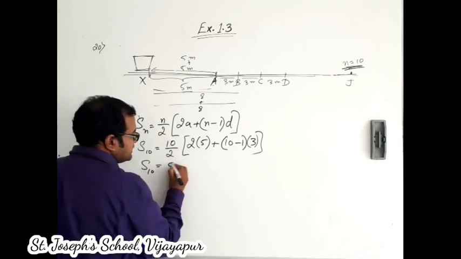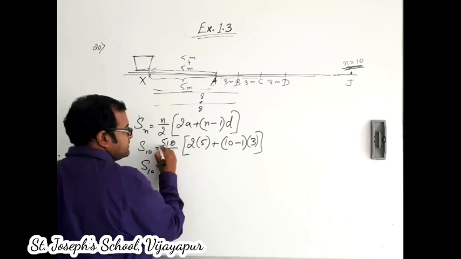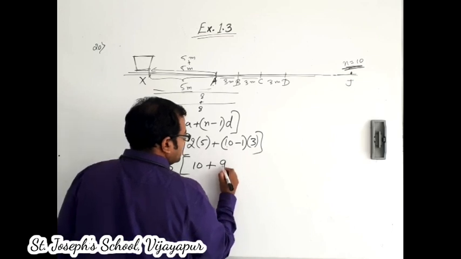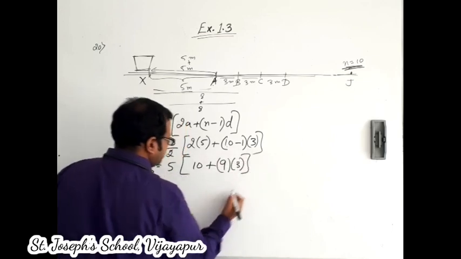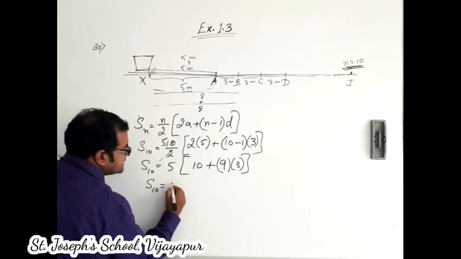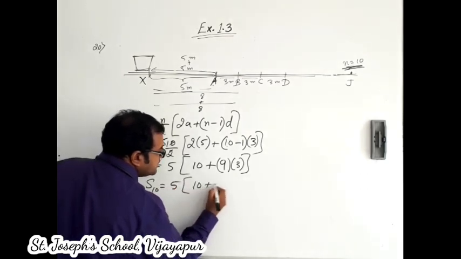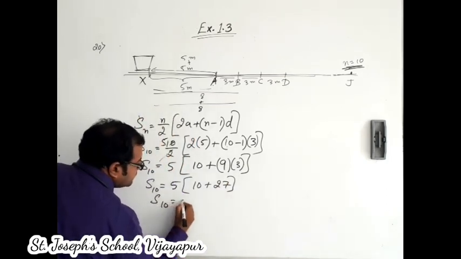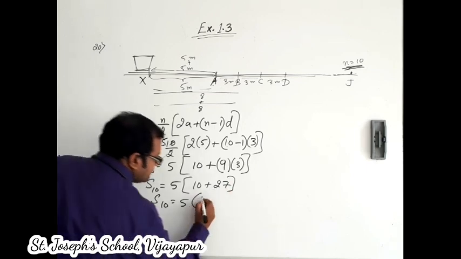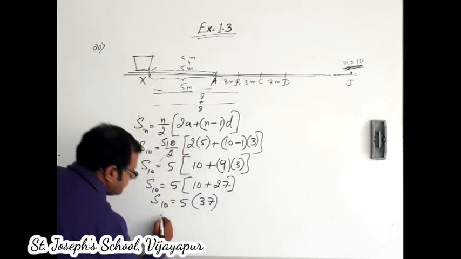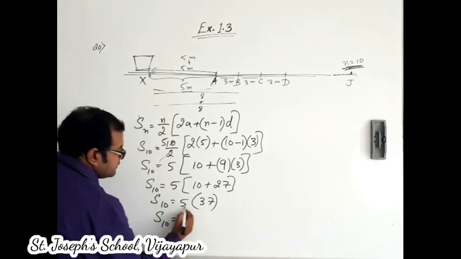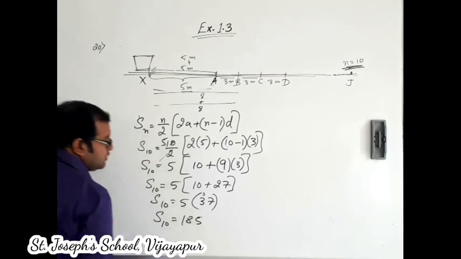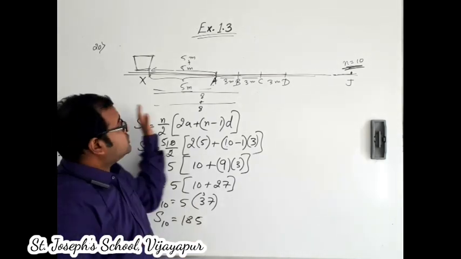Therefore, 10 by 2 is nothing but 5. Into 2 fives are 10, plus 10 minus 1 is 9, 9 into 3. Therefore, S10 is equal to 5 into 10 plus 9 threes are 27. So S10 is equal to 5 into 37. The sum of the 10 terms: 5 sevens are 35, 3 carry, 5 threes are 15 plus 3 is 18. So 185 is the total distance in one direction.